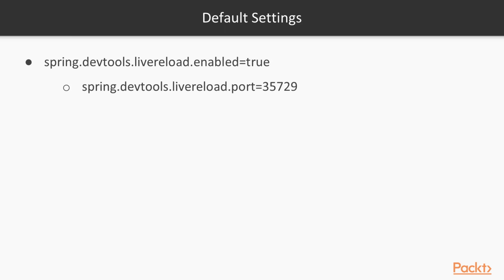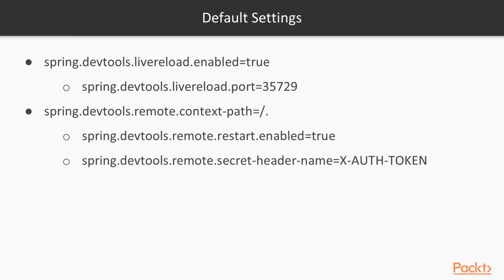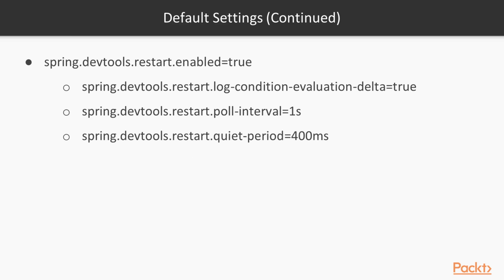The DevTools include a live reload server to quickly reload the content of your website. It is enabled by default and listens on port 35729. If you use the DevTools remotely, the restart functionality is enabled and the secret header name is set to x-auth-token. You have to set a secret password to use the remote functionality on both server and client side. The restart functionality is also enabled by default. It polls every second to check for changes.